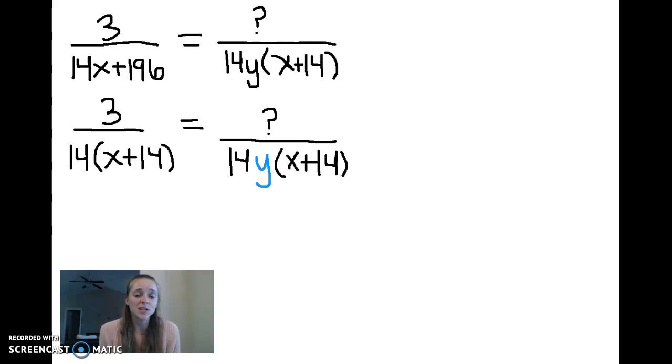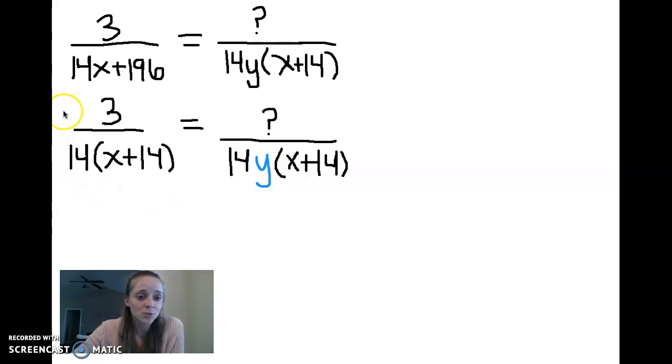If I factor that 14 out of the 14x plus 196, I'm going to get 14 times x plus 14. So then if we look back at the right-hand side of that equation, I can see now that the only difference between the denominator on the left and the denominator on the right is that y that I wrote in blue to make it more obvious. But everything else is exactly the same.